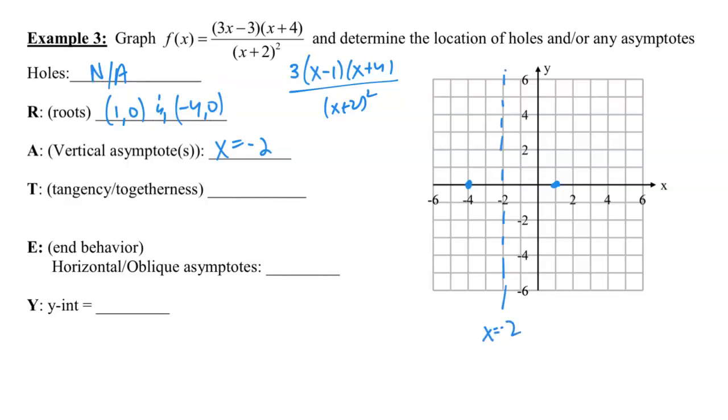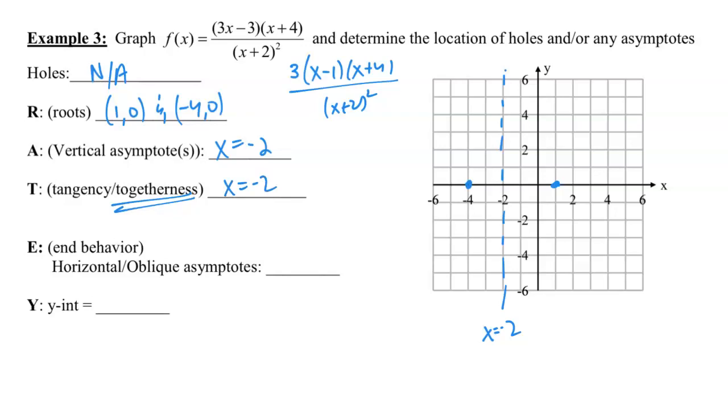Okay, the T stands for tangency or togetherness. What you're looking for are squared terms in the fully factored version. And so here I see that I do have a square on the x plus 2. Therefore, since that's in the denominator, it's about an asymptote, and so we're talking about togetherness in this particular case. We have togetherness at x equals negative 2.